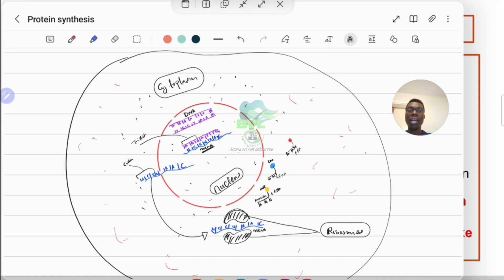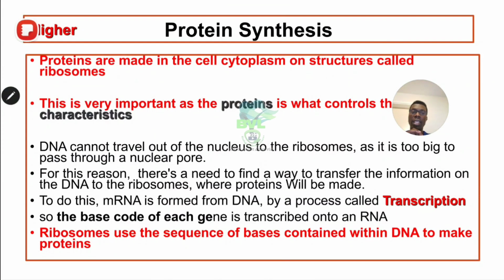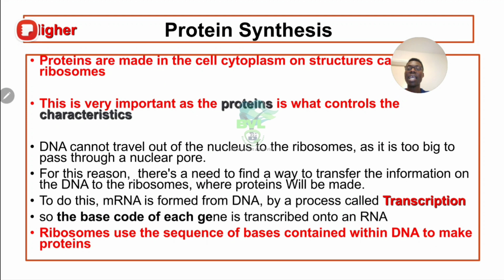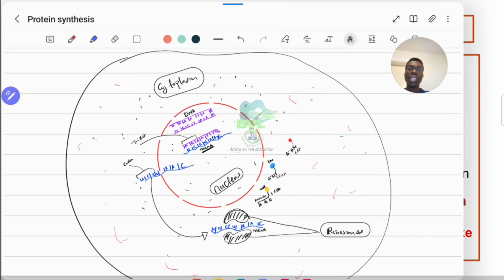Now, let me give you some background here. Like I said earlier on, the DNA cannot pass through the nuclear pore because it's too big. For this reason, there has to be a way of transmitting the information, and that brings us to the stages of protein synthesis. Bear in mind, this is O level, so I'm not going to go into details. The first stage is transcription. So let's go right into it.